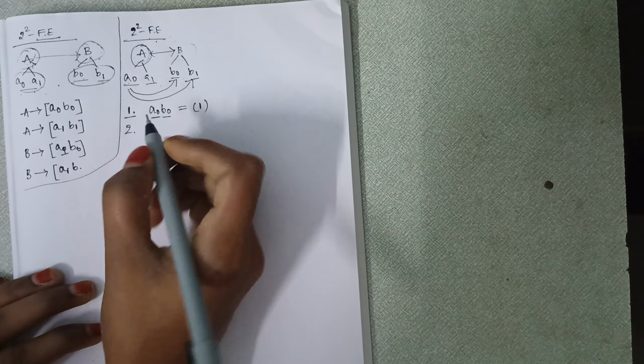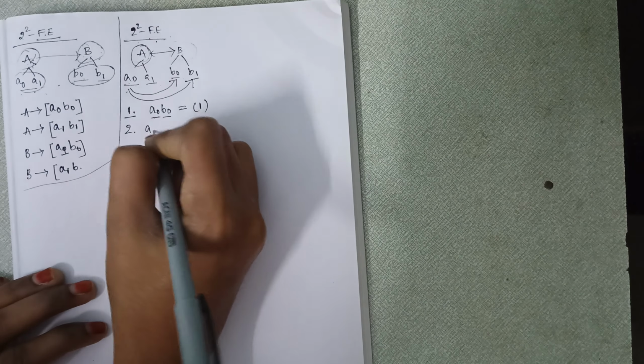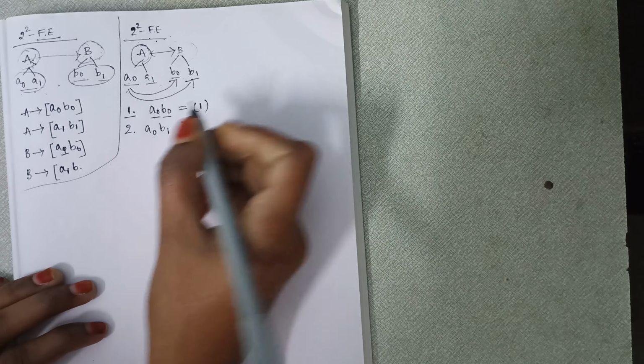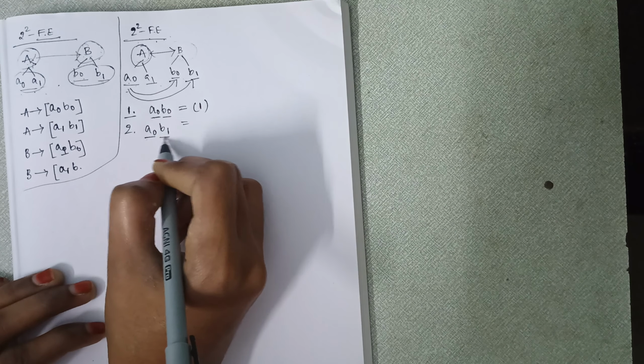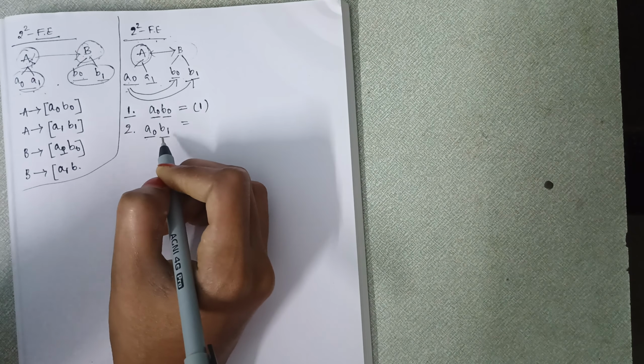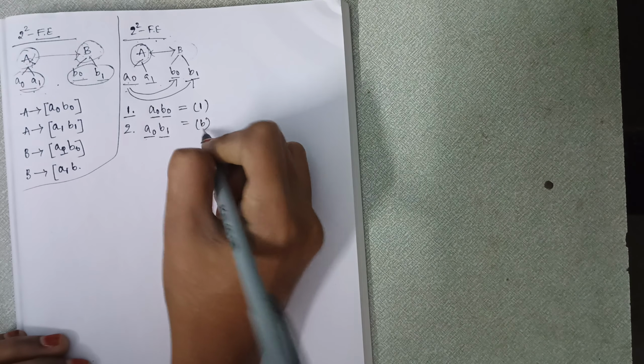And the second combination is A0 with B1, A0 B1. Here the A0 is low level of A, B1 is high level of B. So we always mention only the high levels. So we get B here.